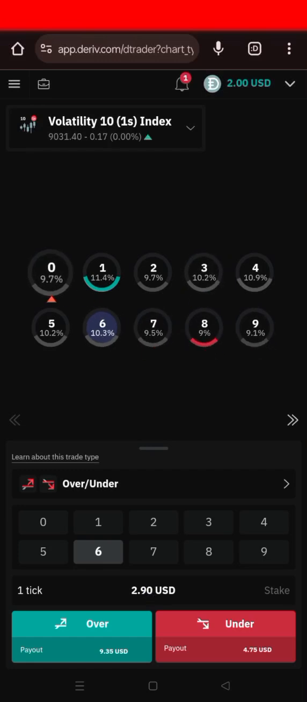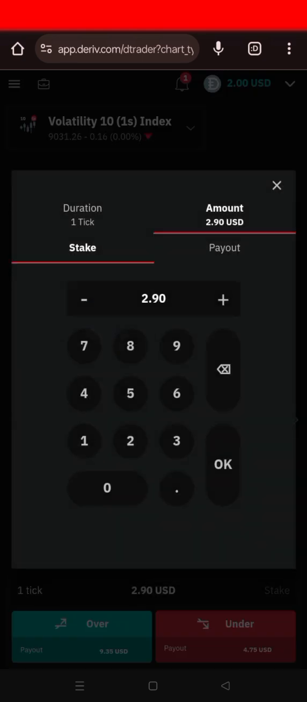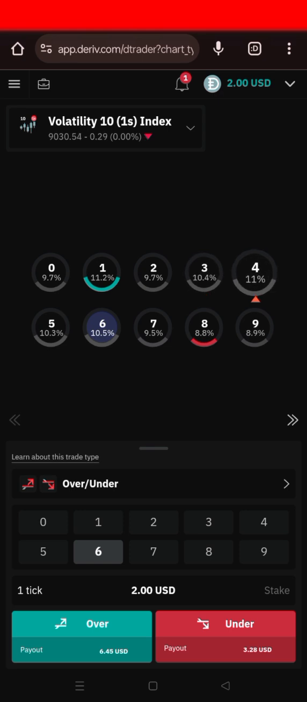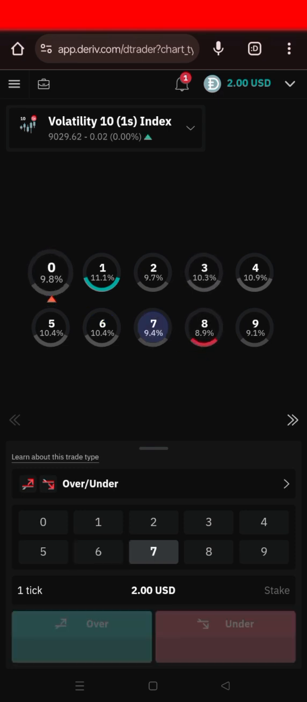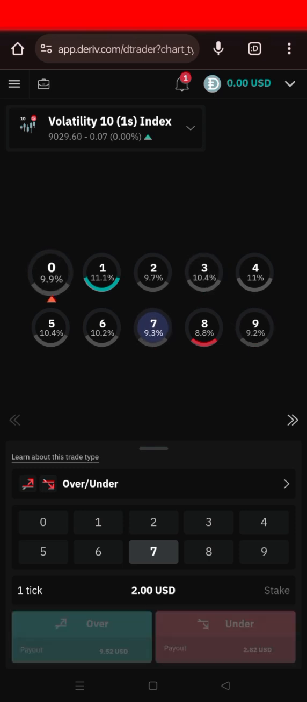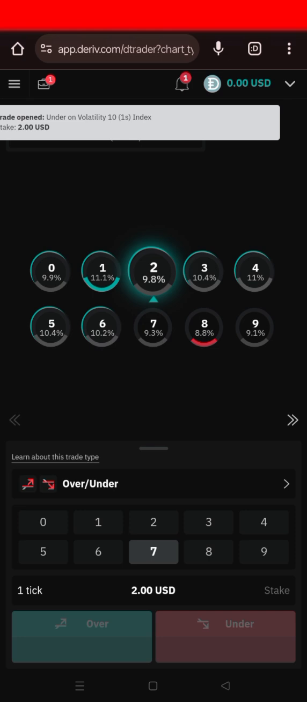So today is another amazing video, and one of you asked me to always do these practicals using small accounts and try to grow them to certain amounts. So here with me I have a 2 USD account and I will be trading under 7. The first thing is you identify that the digits 7, 8 and 9 are below 10%. That's the first idea. And then what is the next consideration?